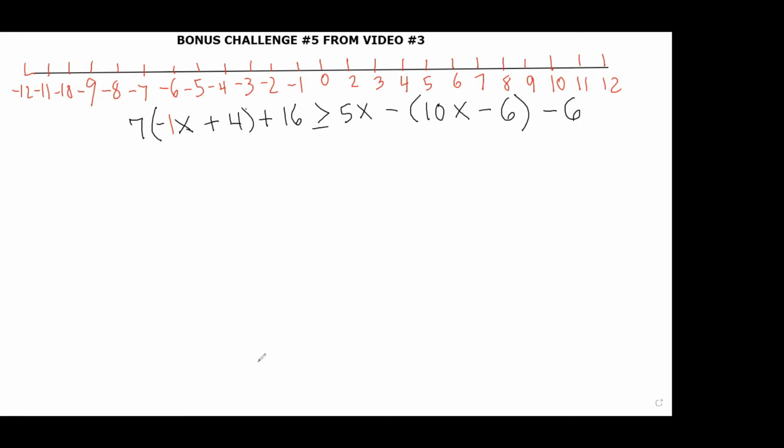And so the first thing we're going to do is distributive property. So we're going to multiply everything that's inside these parentheses. So 7 times -1 should have given you -7x. 7 times a +4 should have given you a +28. And you should bring the +16 down. Is greater or equal to 5x.